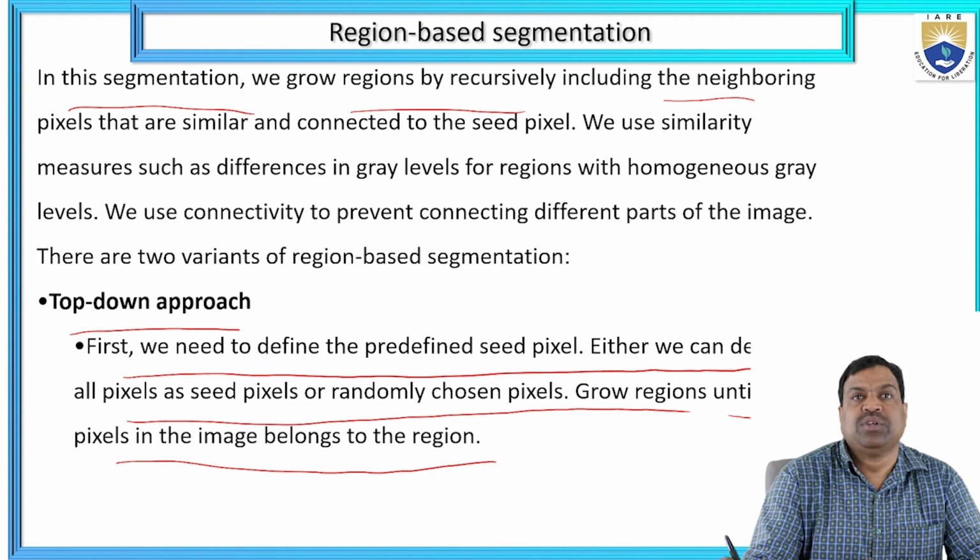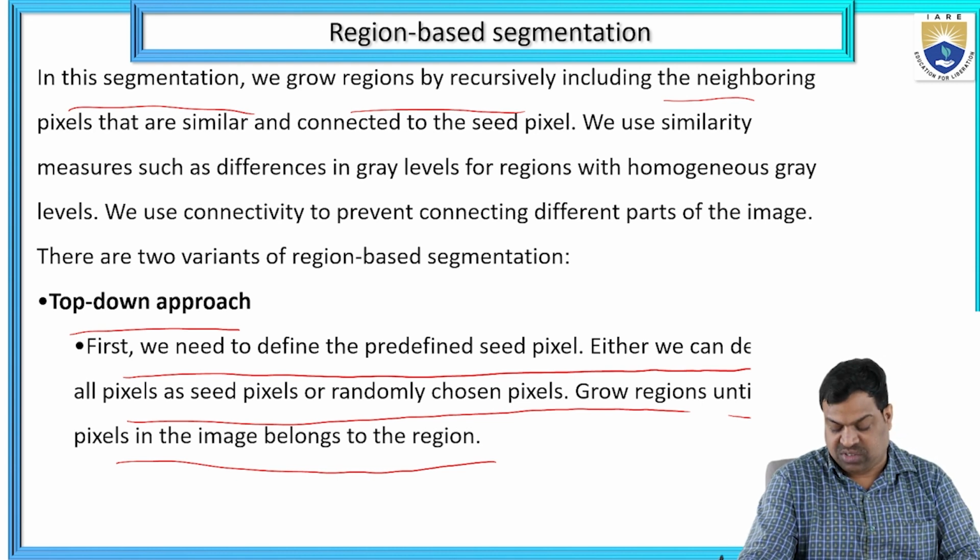We use similarity measures such as differences in gray levels for regions with homogeneous gray levels. We use connectivity to prevent connecting different parts of the image. There are two variants of region-based segmentation. In the top-down approach, we need to define the predefined seed pixel, or randomly choose the pixel, and grow until all the pixels in the image belong to regions.